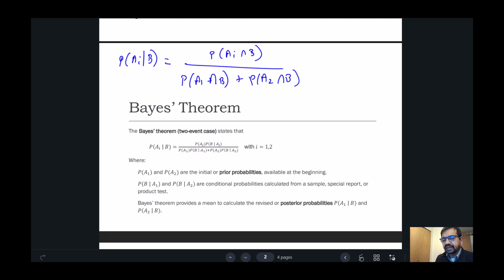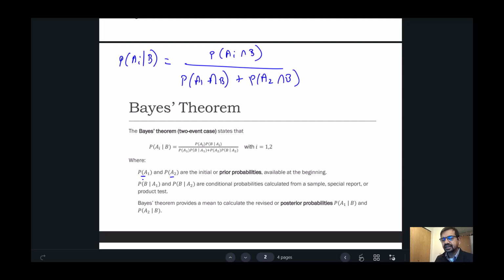So here, A1 and A2 are the probabilities that we have before we observe any additional data, so we call them prior probabilities. The probabilities of B conditional on A1 and B conditional on A2 are the updates that will help us revise our prior probabilities, and they are calculated by getting additional data, doing some more studying, or carrying out a survey.